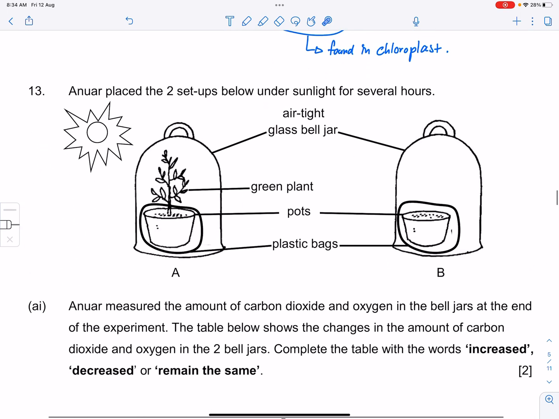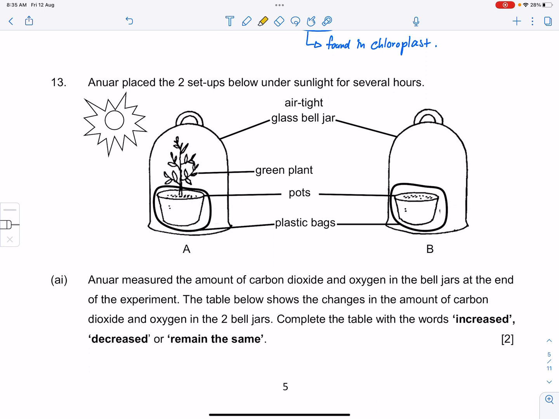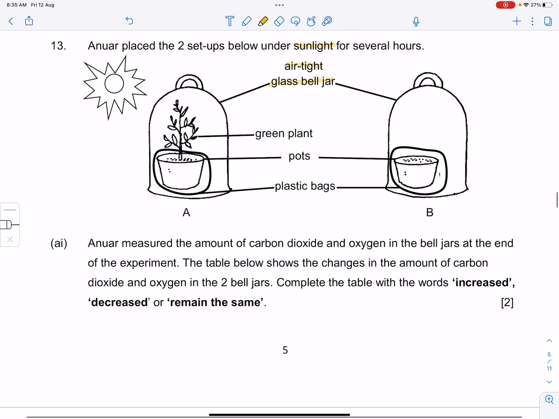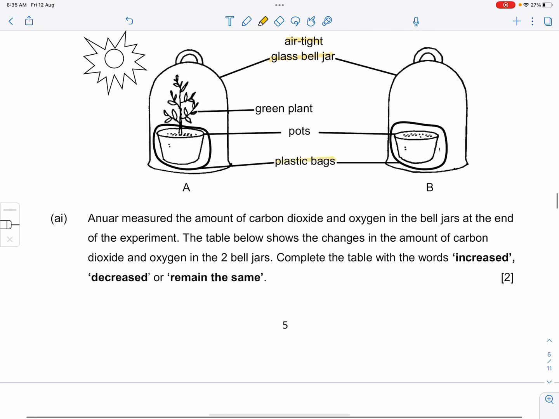Now moving on to question 13. Anwar placed 2 setups below under sunlight for several hours. So keywords like sunlight will tell you that this question has got to do with photosynthesis. Alright? Now the airtight glass bell jar tells you that they do not want any gas to escape or come in. So there is a purpose for each variable to be stated there. Usually, as part of your answer, you will need to include this mention of these variables. Alright? And then they have plastic bags and whatnot.